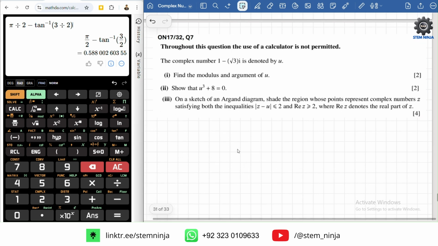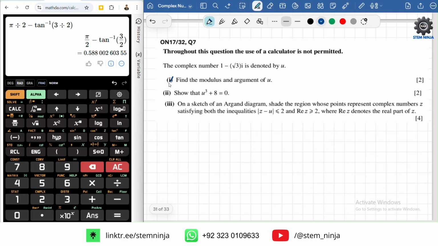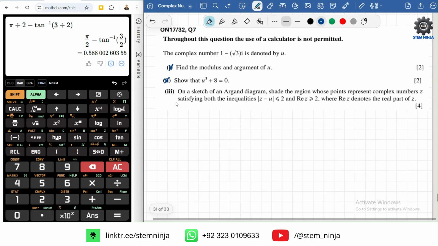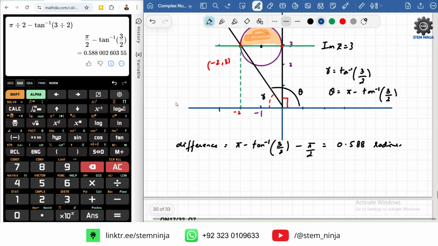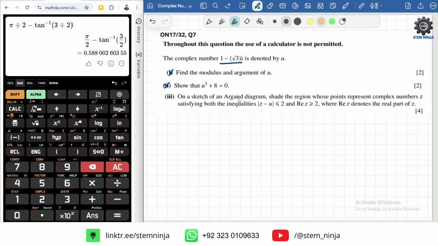Now let's see this question. So the first and the second parts we can let go. Let's see this third one. This is similar to the one we just did, but with the real number now, real z now. So on the sketch of an Argand diagram, shade the regions whose points represent a complex number z satisfying both the inequality z minus u is equal to 2 and real z greater than or equal to 2, and the u is basically this.